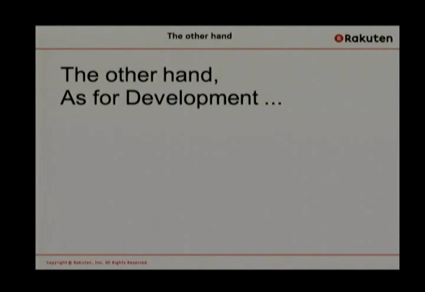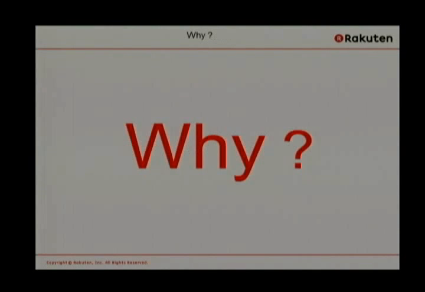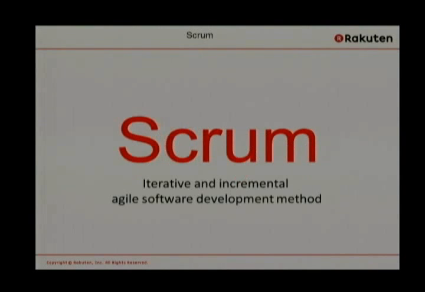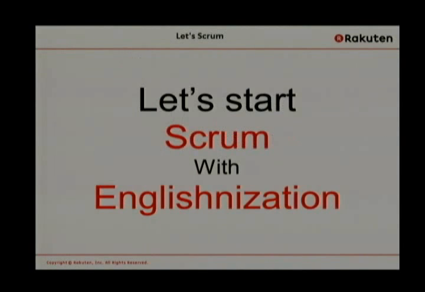On the other hand, as for development, we can share how to develop. We can maintain motivation. Why? I think the answer is Scrum. Scrum is an iterative and incremental agile software development method. So I came up with an idea. We can apply Scrum to Englishnization. So let's start Scrum with Englishnization.